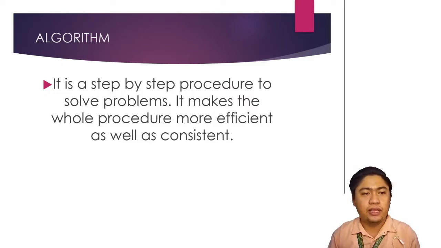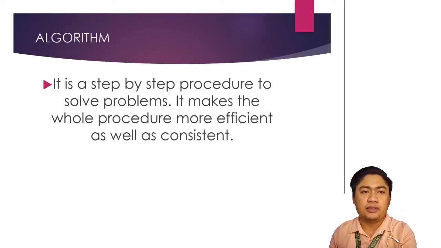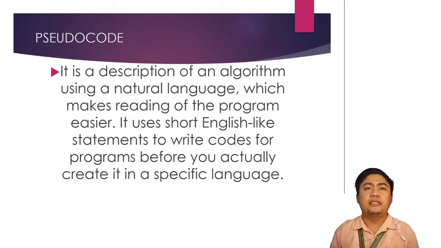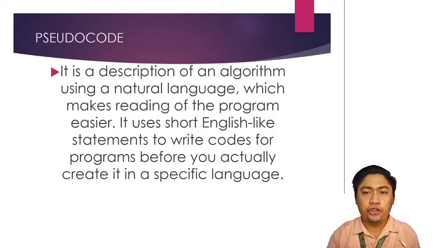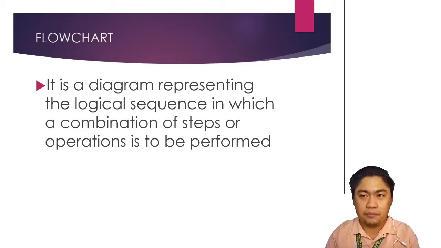So let's define the algorithm. An algorithm is a step-by-step procedure to solve problems. It makes the whole procedure more efficient as well as consistent. While pseudocode is a description of an algorithm using natural language, which makes reading of the program easier. It uses short English-like statements to write codes for programs before you actually create it in a specific language. Now, in order for you to understand programming more, you have to learn about algorithms.